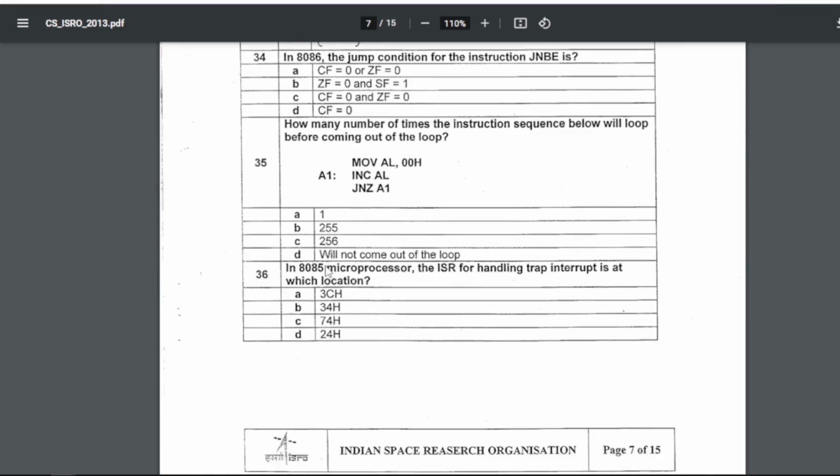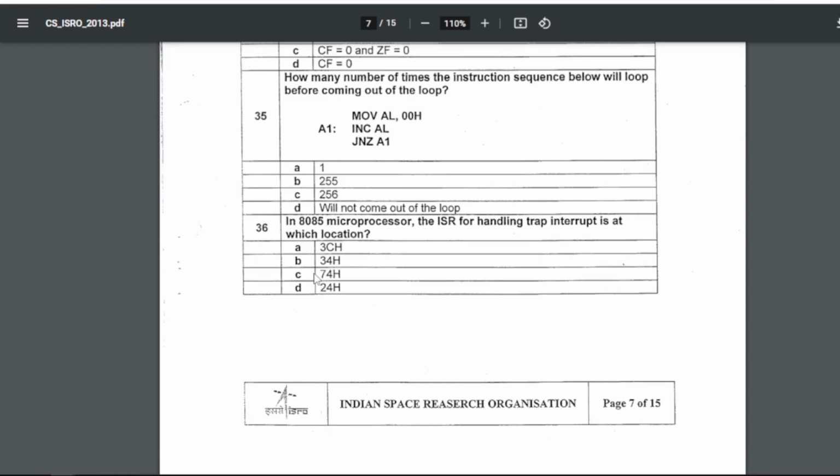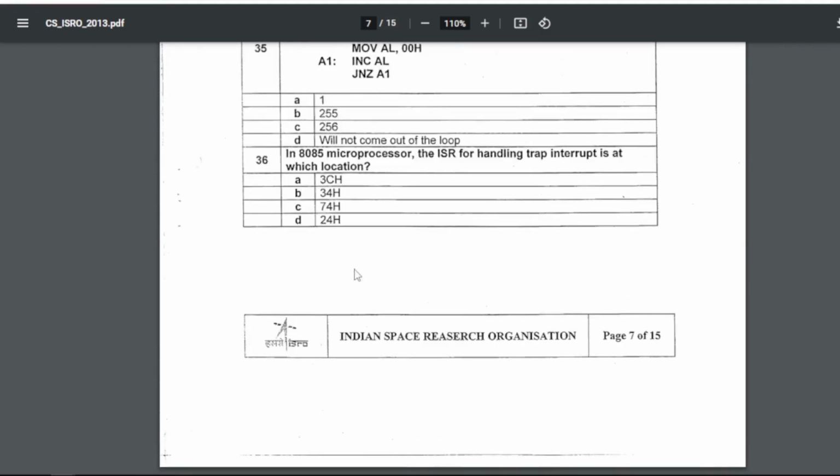Question number 36 is, in 8085 microprocessor, the ISR for handling the TRAP interrupt is at which location? For this our answer will be 0024H. In 8085 microprocessor, the ISR for handling the TRAP interrupt is at the 0024H location. TRAP has the highest priority among all the interrupts, it cannot be masked, and it can be delayed using the hold signal. So this interrupt transfers the microprocessor's control to location 0024H.